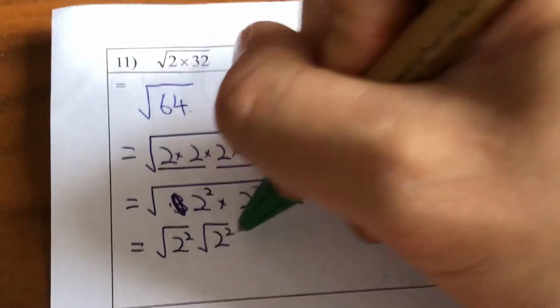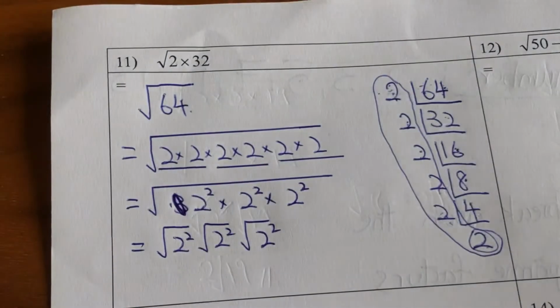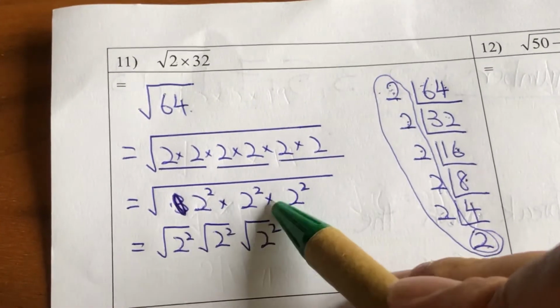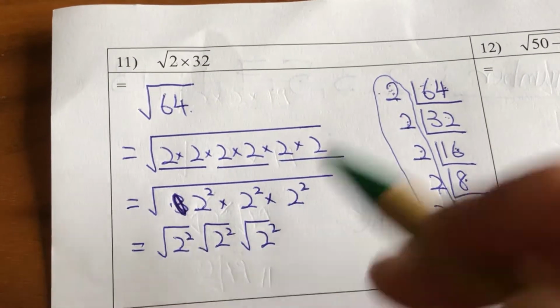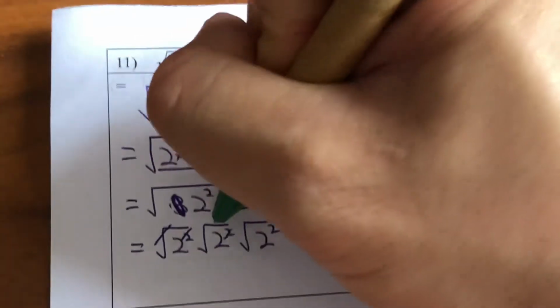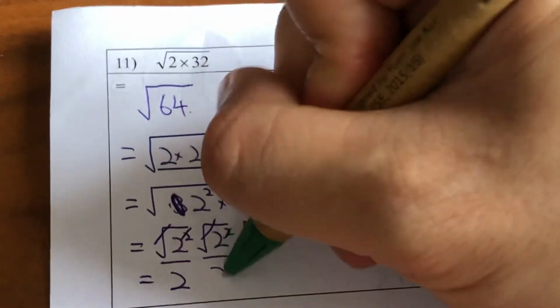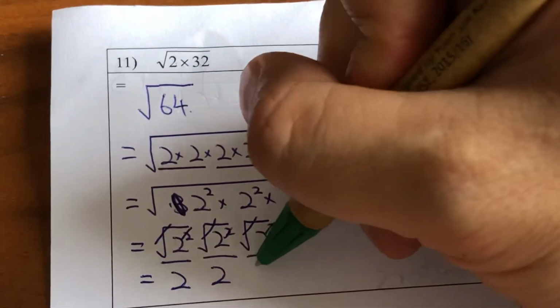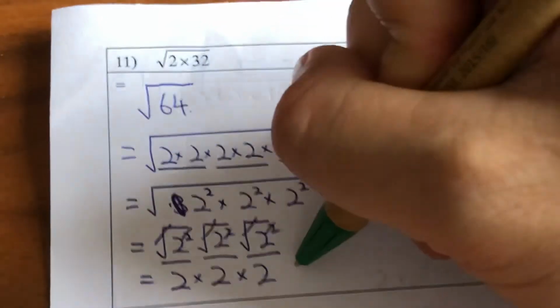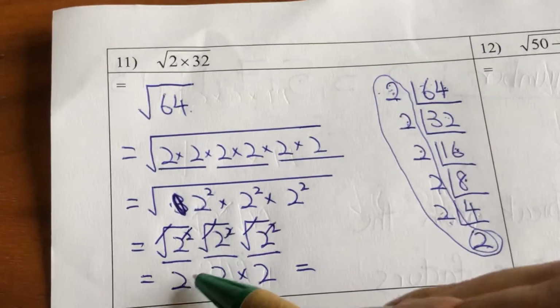Next, separate the square roots. 3 square roots, each of them deserves a square root. And then square and square root can be cancelled out. Therefore, the first term we have 2 left behind, the second term we have 2 left behind, and then the third term we have 2 left behind.